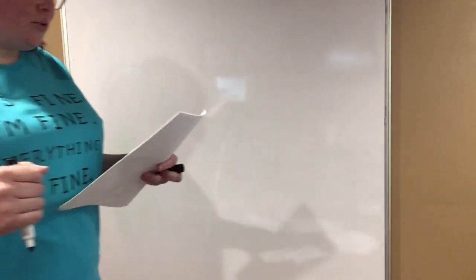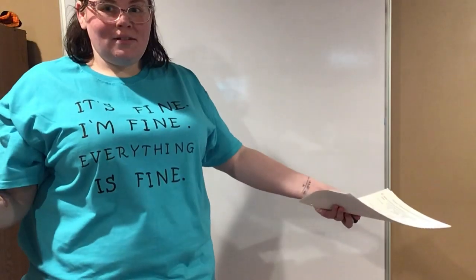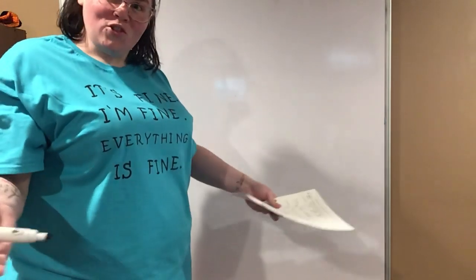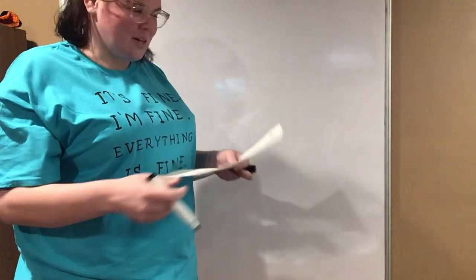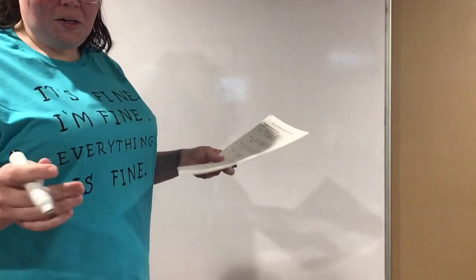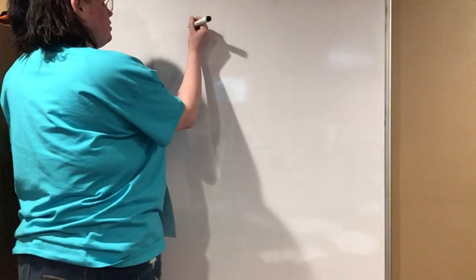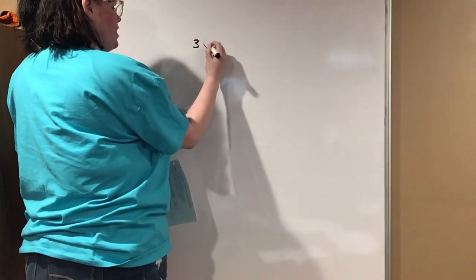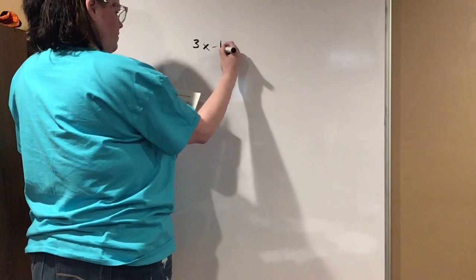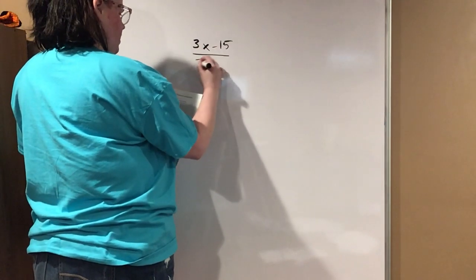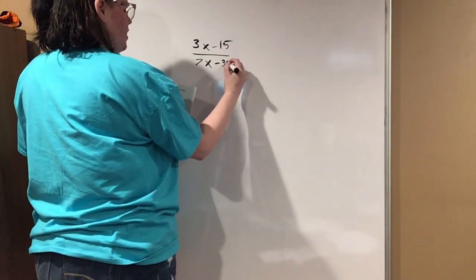Today, who wants to learn how to rationalize expressions and equations? There's a reason we learned how to factor last time, and I'll show you why. We need to rationalize. So, if I'm given 3x minus 15 over 7x minus 35.